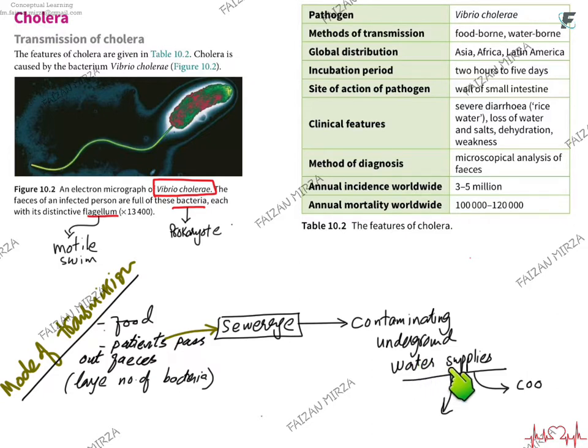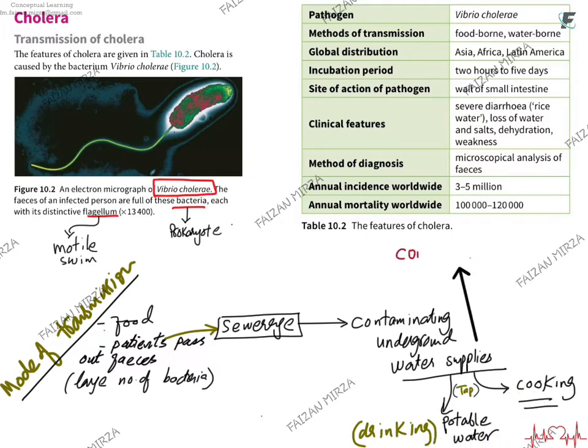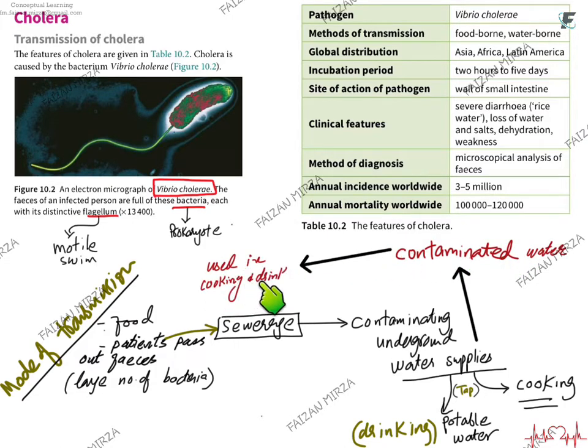So the water supply is contaminated. If the water supply is contaminated by the sewer, which contains the feces of the person who passed out these bacteria, they gain access to water. And then the tap water used in cooking, or the potable water used in drinking, you can just imagine what's going to happen. This contaminated water is used in cooking and drinking, and then it passes on to the food and the person suffers from cholera. This person would again pass out the feces, and the same cycle will keep on repeating. So this is a transmission cycle.